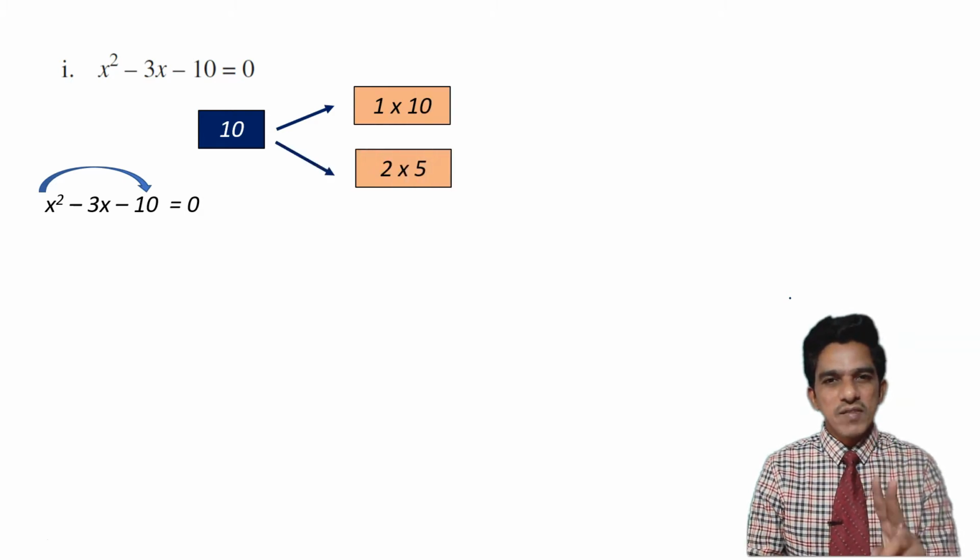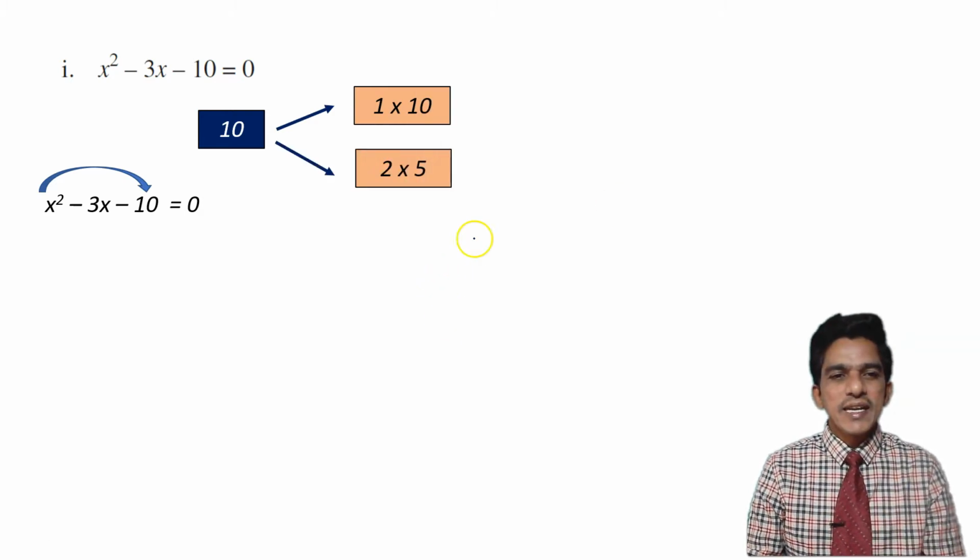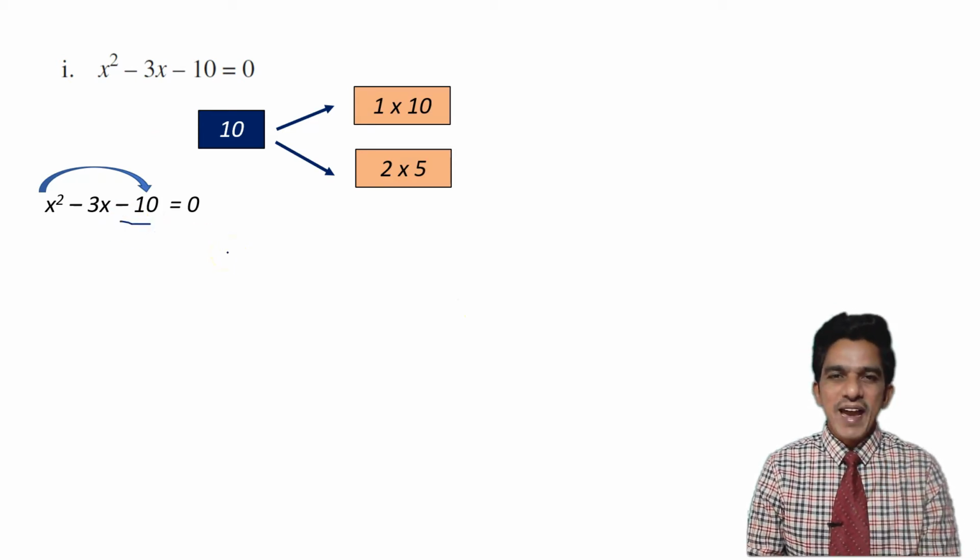So ee rendu vidhalugane manam 10 factorize cheyagam. Ee 10 ku mundu unna sign negative. So we have to subtract the factors. Subtract cheste x yokka coefficient you have to get 3. So 10 minus 1 is 9. When you subtract 2 from 5 you will get 3.